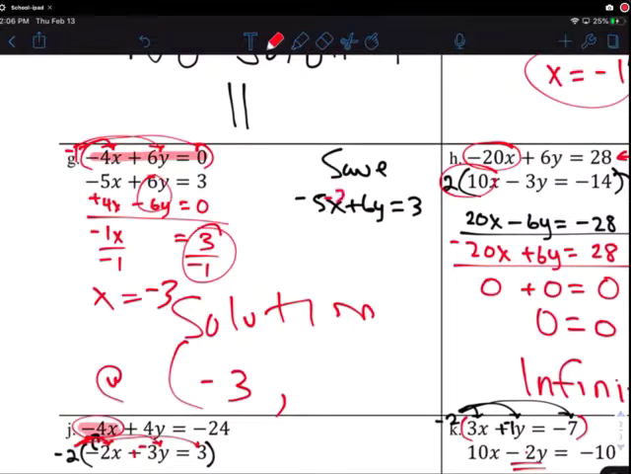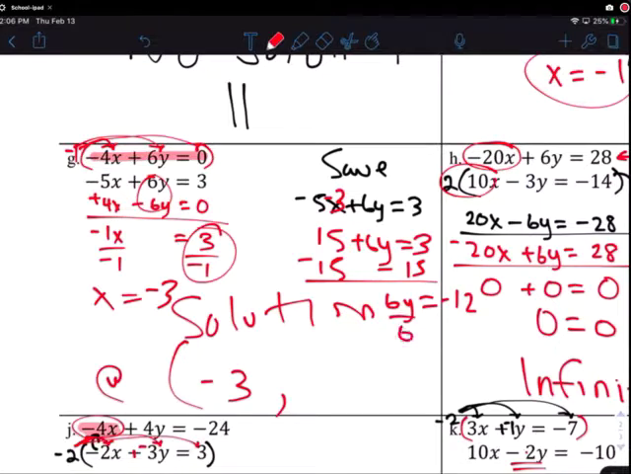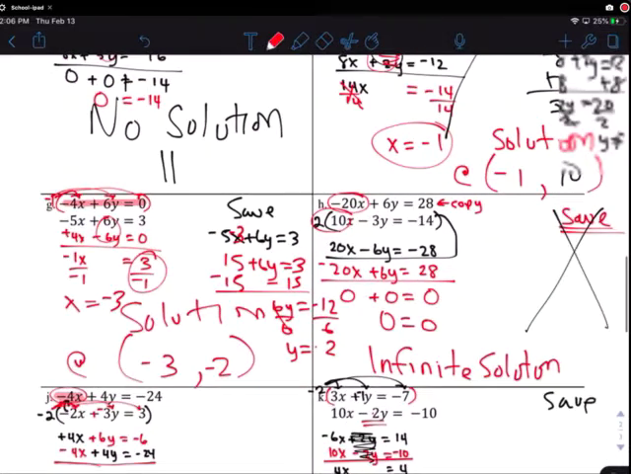Substitute it in, negative 3 for x. You got positive 15 plus 6y equals 3, minus 15. Okay. 6y equals negative 12, divide by 6, you get y equals negative 2. So the two lines will meet at negative 3, negative 2.